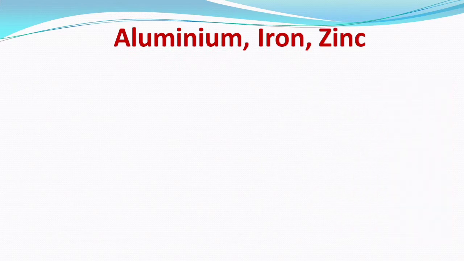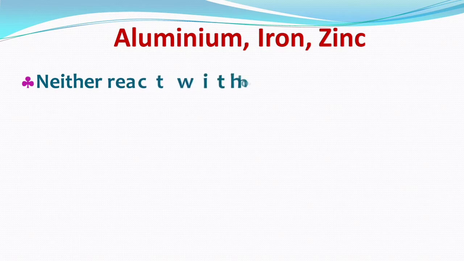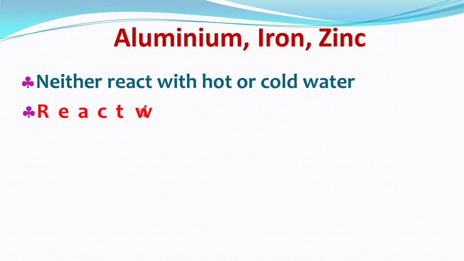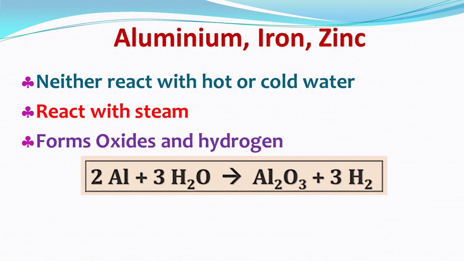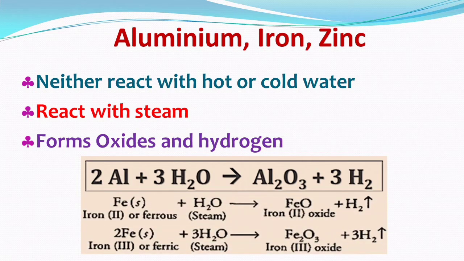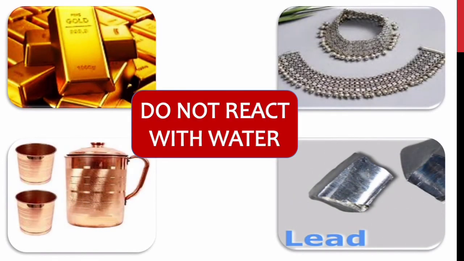Metals like aluminium, iron and zinc neither react with hot water nor with cold water, but they react with steam to form their oxides and release hydrogen gas. So the products formed when aluminium, iron and zinc react with steam are aluminium oxide, iron oxide and zinc oxide. Here are the balanced chemical equations for the reaction of aluminium and iron with steam. Metals like copper, silver, gold and lead do not react with water at all.